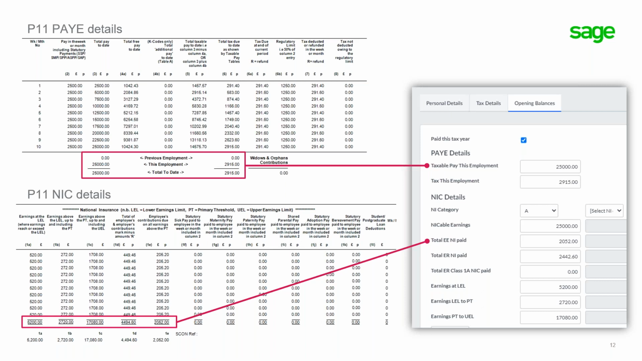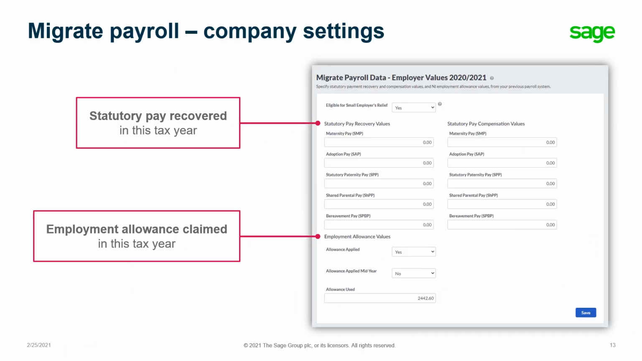Something else to draw your attention to, once you've entered those opening balances, when it takes you to the next steps, there is a step about entering statutory pay recovery values and also employment allowance values claimed in the tax year so far. So in order to correctly submit your payroll information, you will need to enter any of the statutory pay you've recovered so far in the tax year. And also, if you're claiming employment allowance, you'll need to indicate as such and record the amount of the allowance you've used. And I'll give you a bit more detail on employment allowance when we work through the next section.